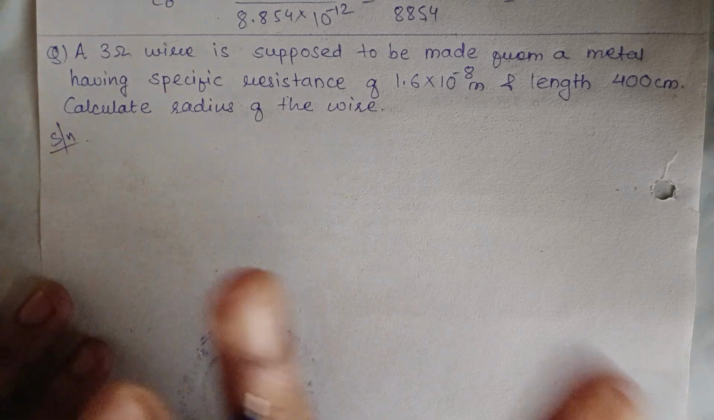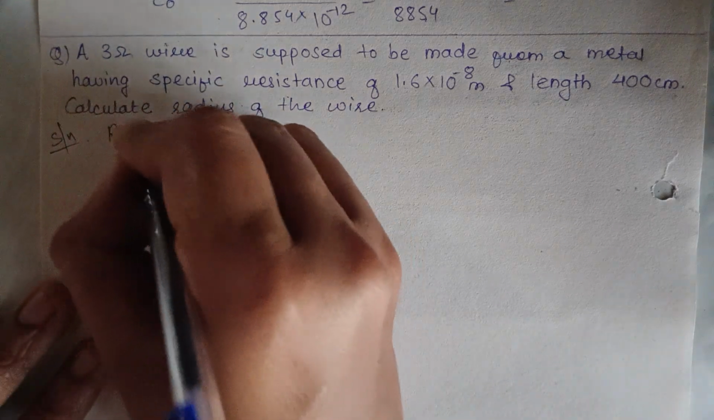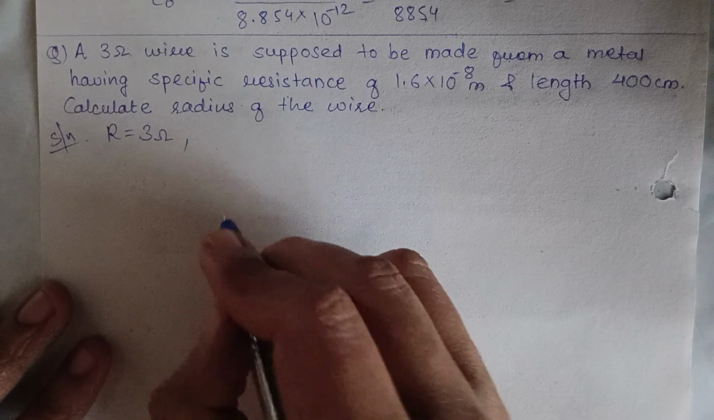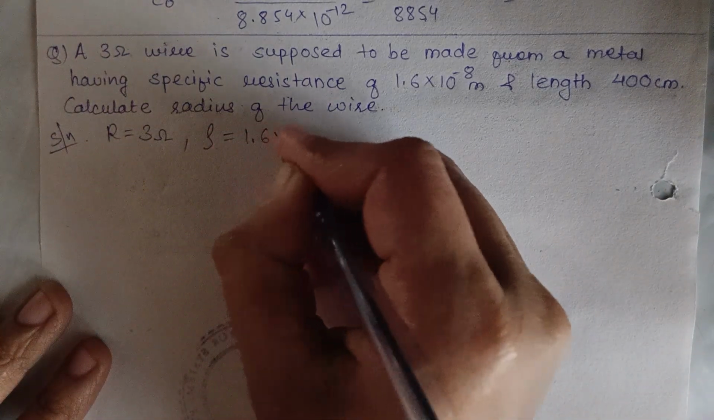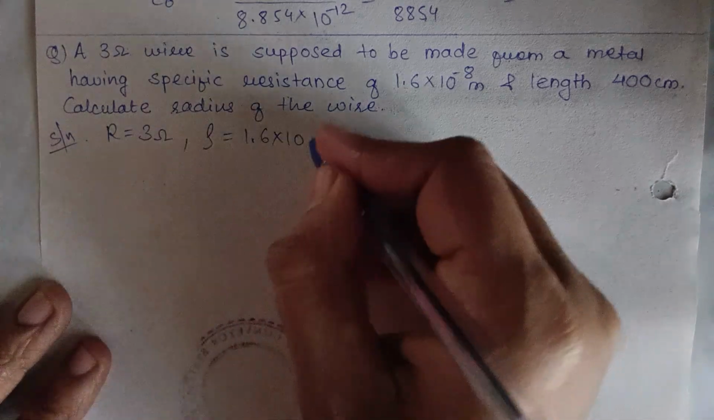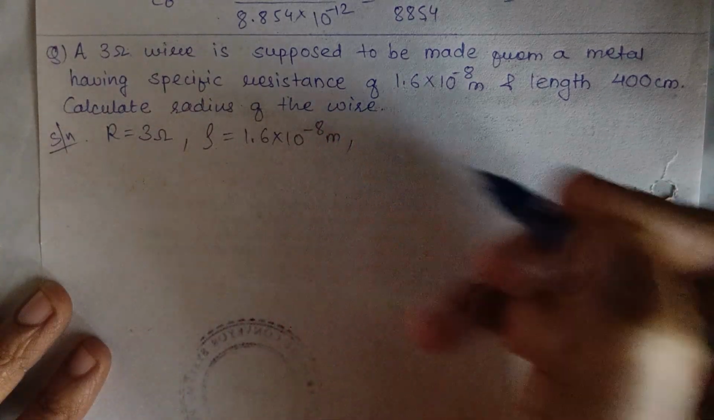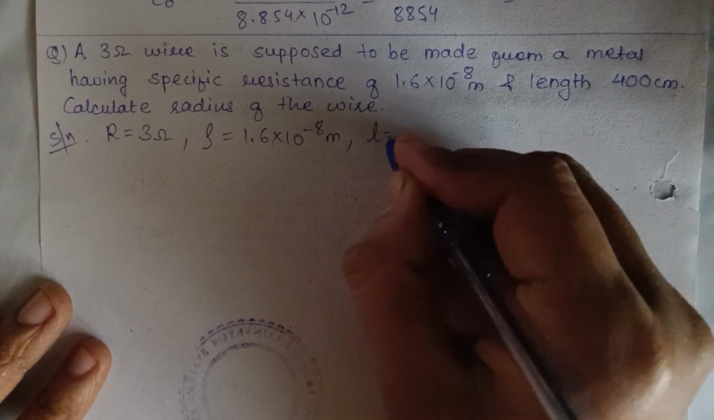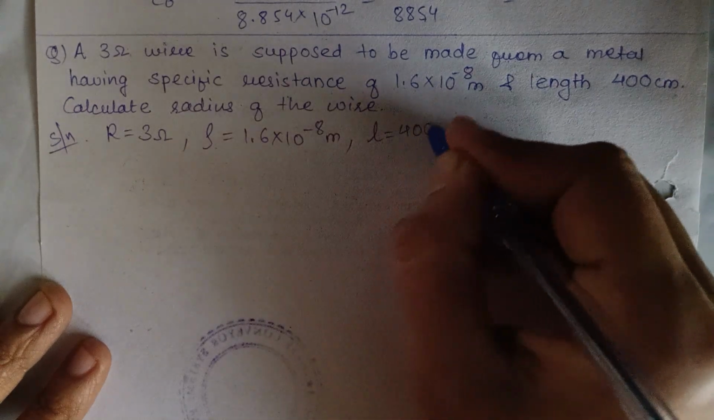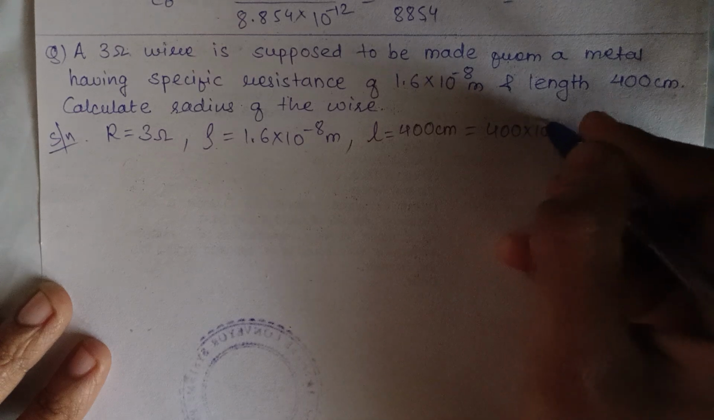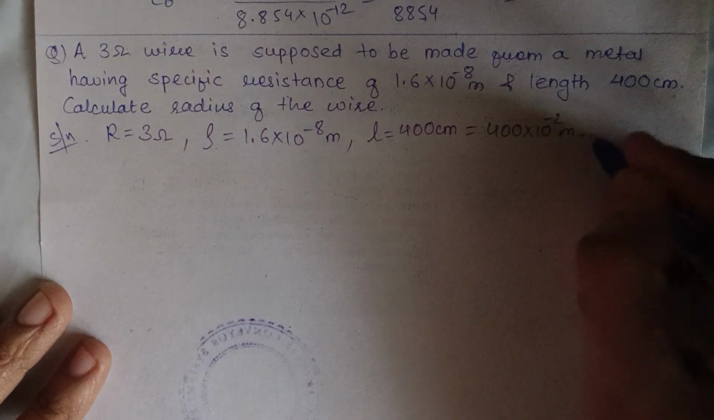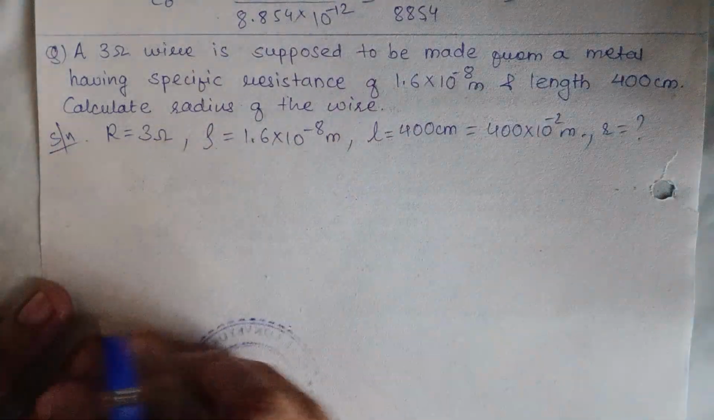First we'll write what is given. Resistance is given, 3 ohm. Then specific resistance, that is rho, 1.6 into 10 raised to minus 8 meter. Then length is given, 400 centimeter. So convert it to meter. Okay, we have to find the radius.